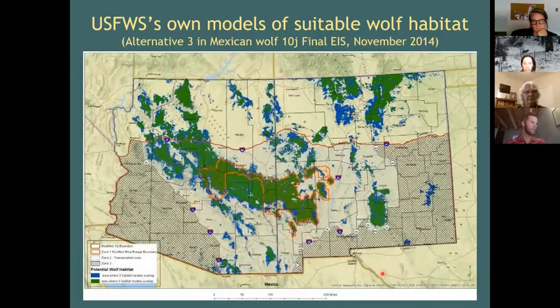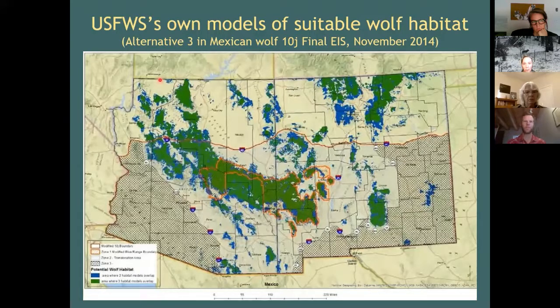So this is a map actually from US Fish and Wildlife Service's own models of suitable wolf habitat in Arizona and New Mexico. And you can see here from Roz's map that she showed, this is zone 1 here in the orange, and then zone 2, and then zone 3, and here's the I-40 Interstate 40 boundary. But their own models show all this additional suitable habitat that is north of I-40 up into the Grand Canyon region, as well as the Southern Rockies in northern New Mexico.